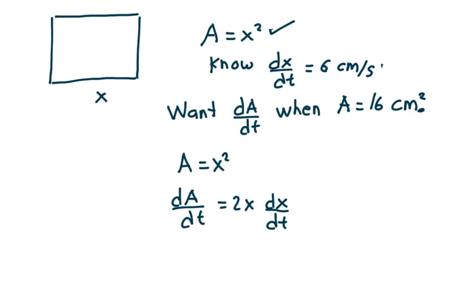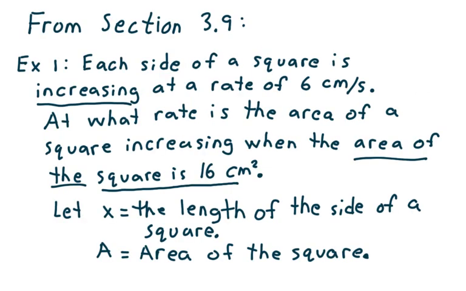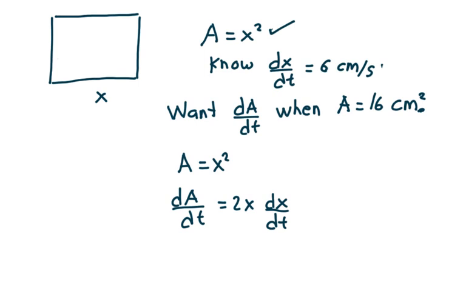Now, each side is increasing at a rate of 6 centimeters per second. Notice I underlined that, increasing. And then it's a rate of 6 centimeters per second. That's key. So we just happen to know that dx/dt is 6 centimeters per second. We want to know dA/dt when A equals 16 square centimeters.